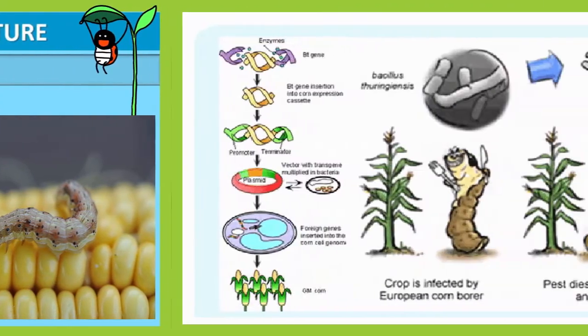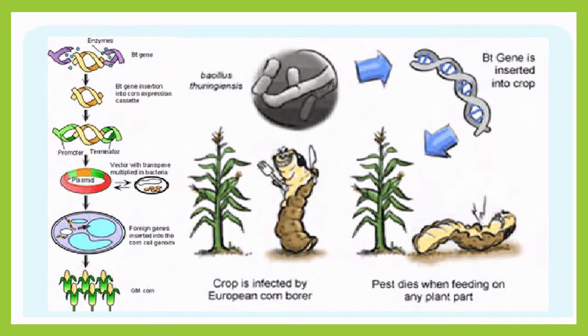Now let me summarize the whole topic using this diagram. First of all, you have to select the Bt gene from Bacillus thuringiensis, and from that bacteria you have to cut or isolate the gene by using restriction endonuclease enzyme. You know very well restriction endonuclease enzymes work as biological scissors. So this will cut the Bt gene out from the whole genome of the bacteria. So you have just isolated this gene from Bacillus thuringiensis.